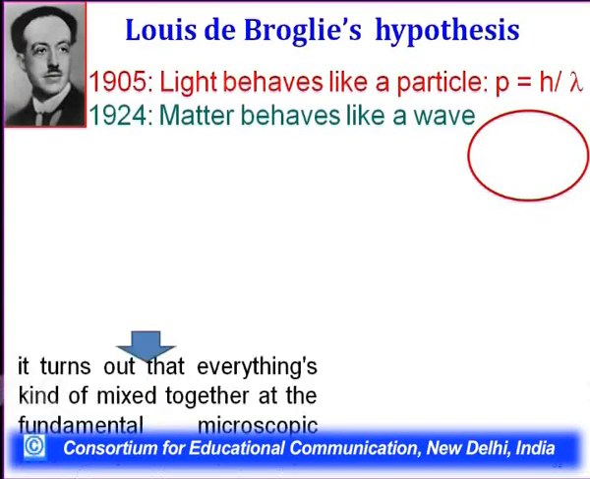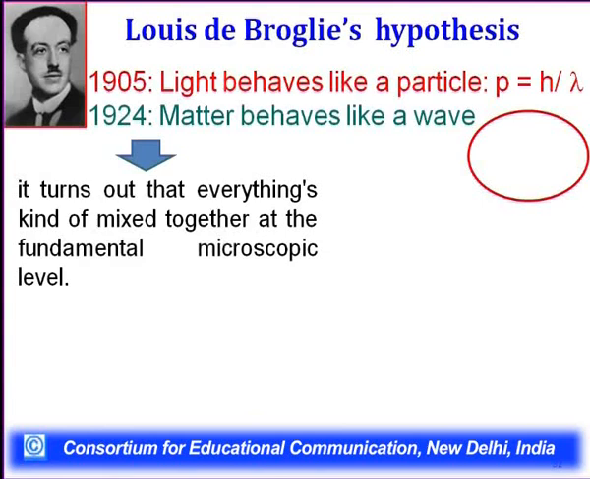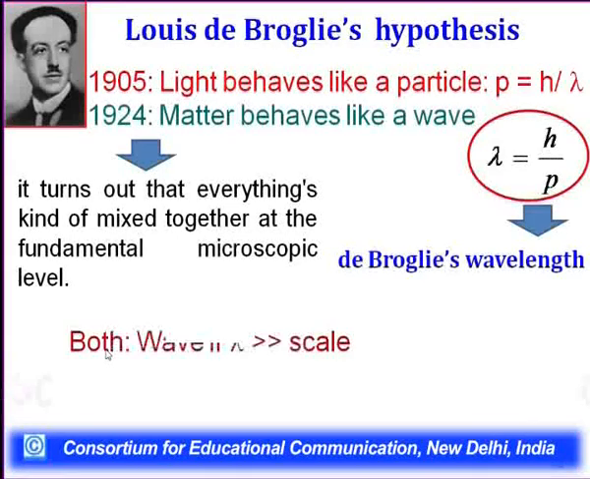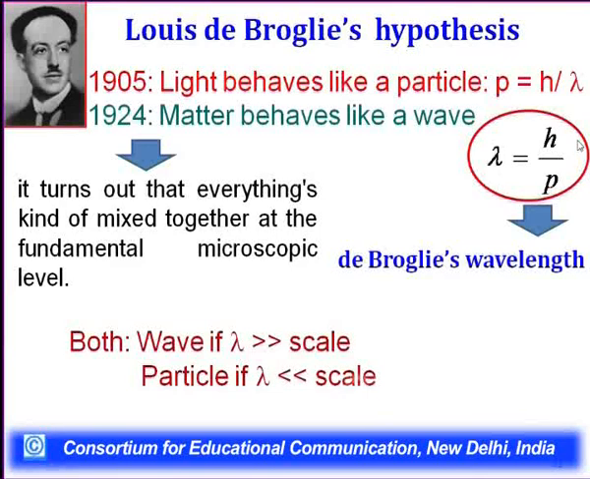Now, Louis de Broglie hypothesis. In 1905, light behaves like particles. We define the momentum p is equal to h by λ. In 1924, matter behaves like a wave, and it turns out that everything is kind of mixed together at the fundamental microscopic level. Then the de Broglie wavelength is defined by λ is equal to h by p.